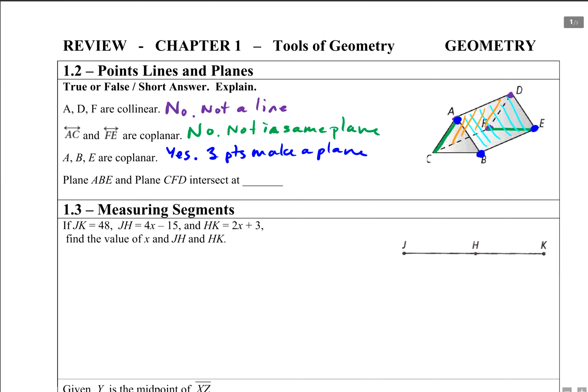They intersect at, well, what do we know about planes intersecting? We know that planes intersect in a line. So let's find that line. And that line is right here where the two meet. They intersect at line, and make sure you notate it properly, AD or DA. All right, that was fun.